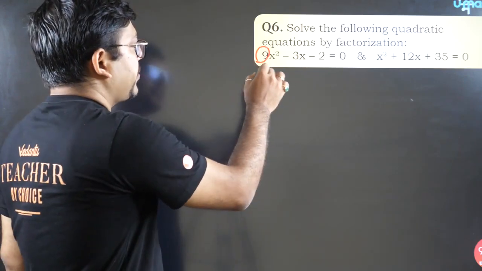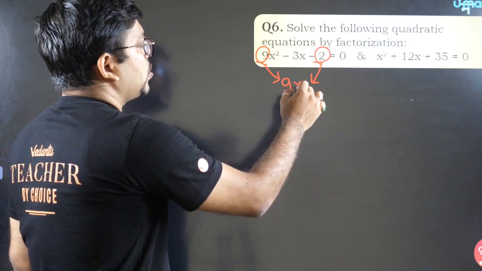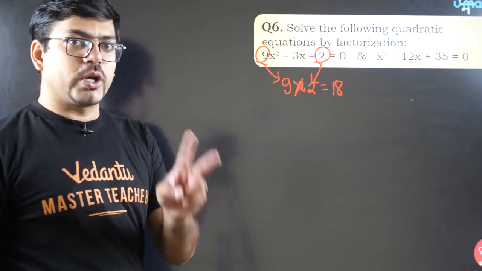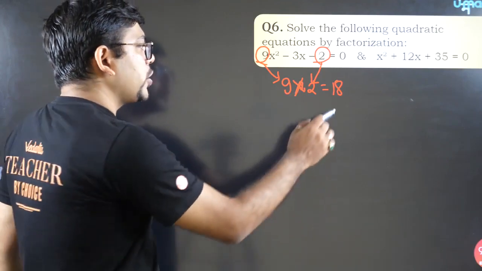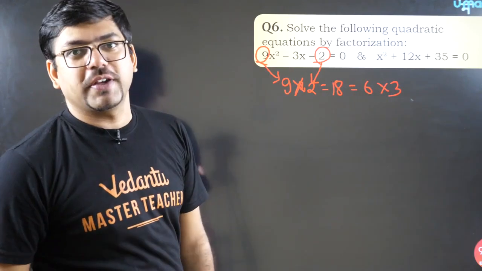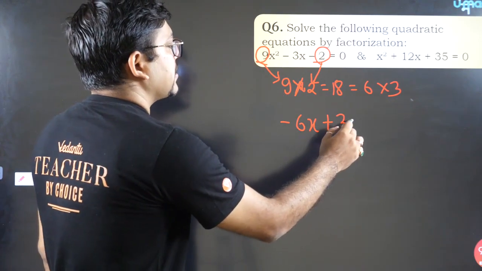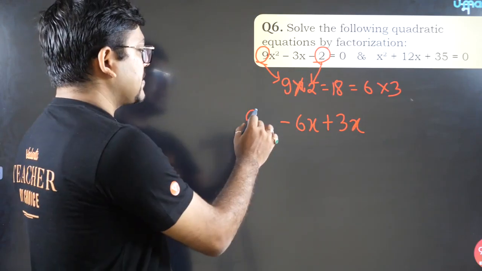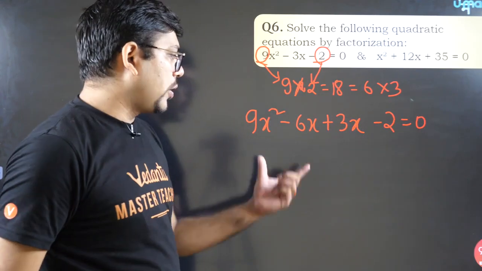So middle term splitting: first one and the last one, just multiply them. If you multiply 9 into 2, you get 18. 18 has to be broken into two factors such that you should get minus 3. So 18 can be broken into two factors like 6 into 3, and 6 and 3 can give you minus 3. How? If you write minus 6x plus 3x, that gives minus 3x. The first term will remain as it is, 9x square, and the last term will remain as it is, equals to 0.